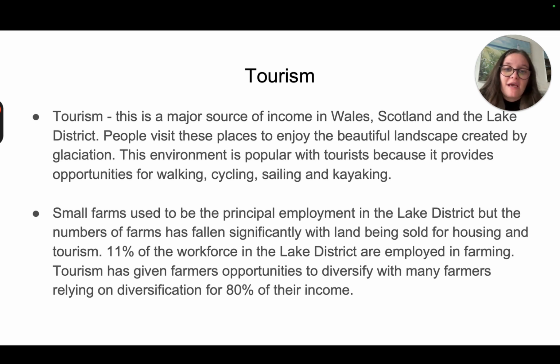Small farms used to be the main form of employment in the Lake District, but the number of farms has fallen significantly, with the land in the Lake District being sold for housing and tourism. 11% of those who live in the Lake District and work in the Lake District are employed in farming, and tourism has given farmers opportunities to diversify, so focus on different things rather than just on sheep farming or cattle farming, for example. Instead of having to rely on that, they've been able to diversify for 80% of their income, which is really good.